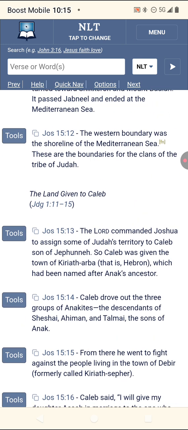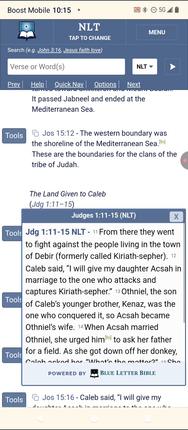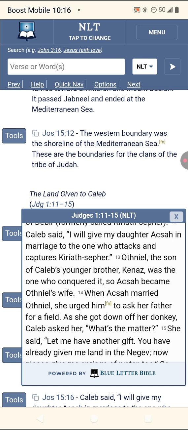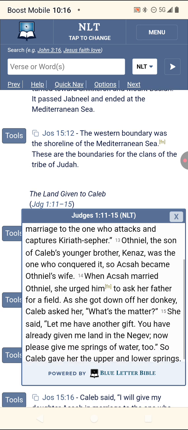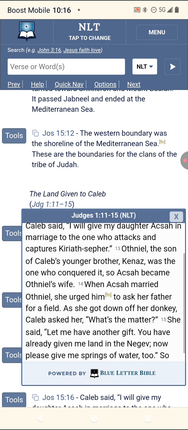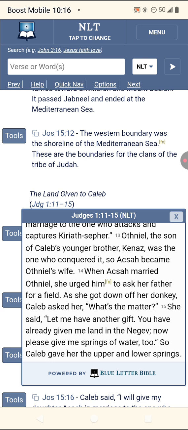it gives us the account in Judges chapter 1, verses 11 through 15, where it says, from there they went to fight against the people living in the town of Debir, formerly called Kiriath Sefer. Caleb said, I will give my daughter Aksah, which is basically the same thing we just read. This is just that account there in the book of Judges, so honestly, we don't really have to read it. It says, when Aksah married Othniel, she urged him to ask her father for a field. As she got down off her donkey, Caleb asked her, what's the matter? She said, let me have another gift. You have already given me land in the Negev. Now, please give me springs of water too. So Caleb gave her the upper and lower springs.